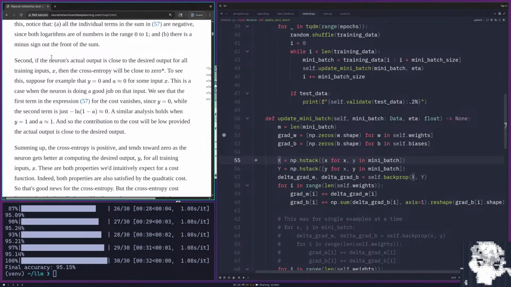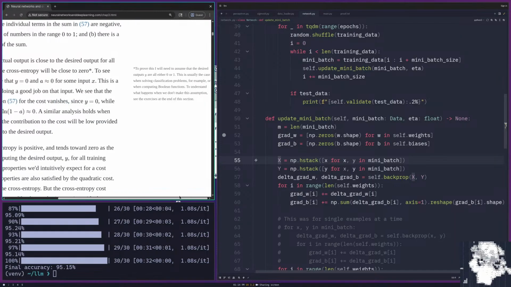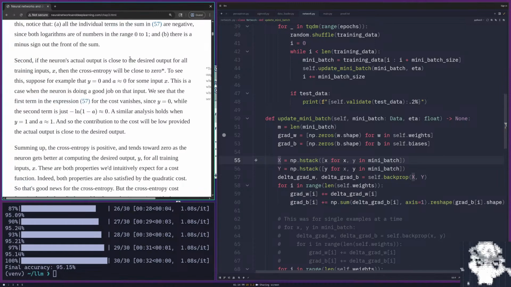Second, if the neuron's actual output is close to the desired output for all training inputs x, then the cross-entropy will be close to 0. Footnote: to prove this, I will need to assume that the desired outputs y are all either 0 or 1. This is usually the case when solving classification problems, for example, or when computing Boolean functions. To understand what happens when we don't make this assumption, see the exercises at the end of this section. Oh boy, sounds like a mathy exercise we're going to be asked to do.